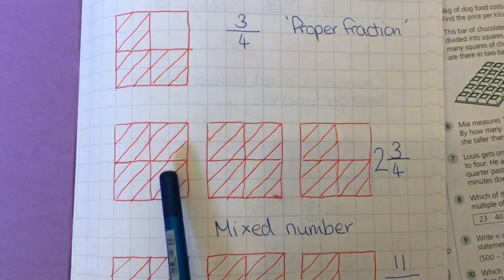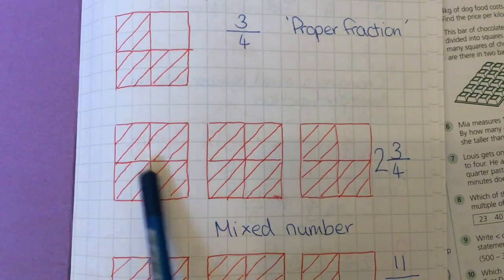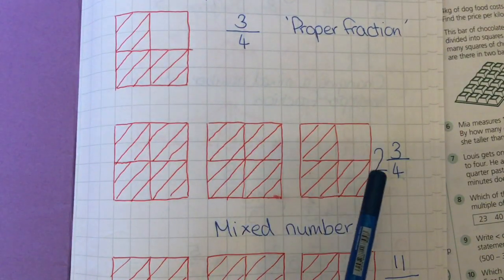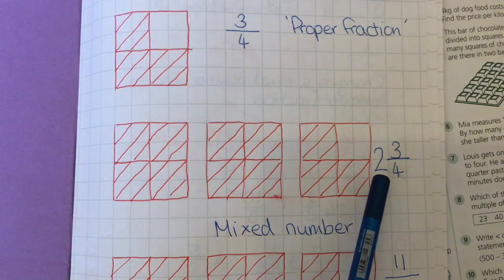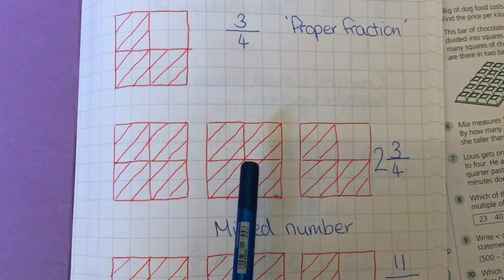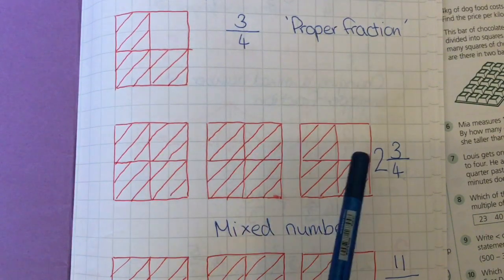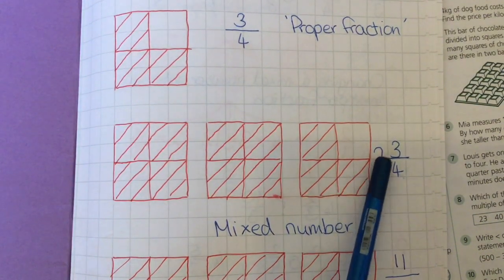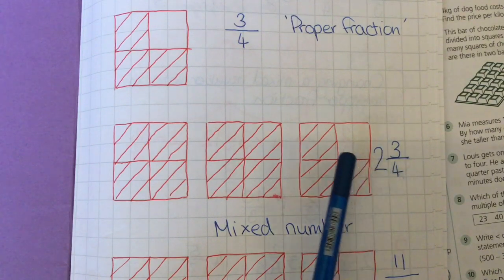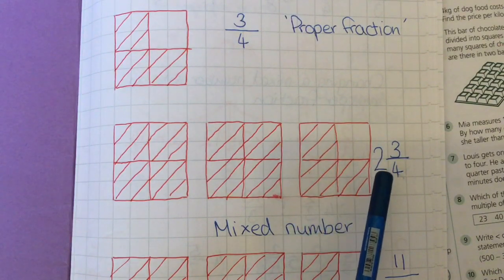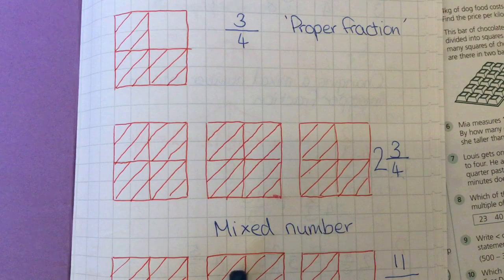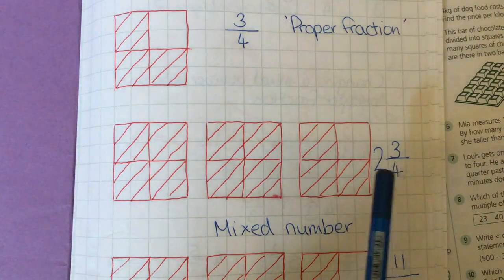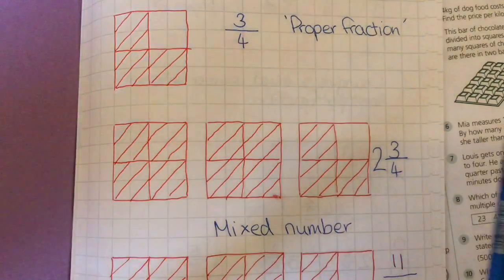Down here you can see we have 1 whole shape, all the parts are shaded in. 2 whole shapes, all the parts are shaded in. That's where the number 2 comes from, first of all. These are your whole numbers. You have 1 whole thing, 2 whole things, that's where the 2 comes from. We have 1, 2, 3 parts of 4 shaded in, so we've got 3/4. This is 2 3/4. This is called a mixed number, okay, because you're mixing proper fractions with whole numbers, so it's called a mixed number.